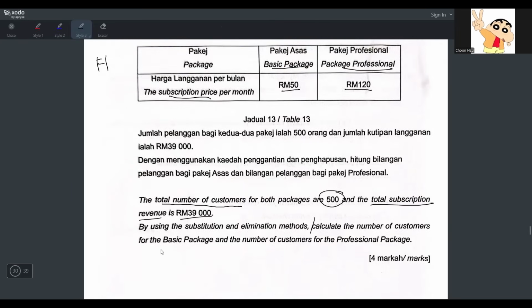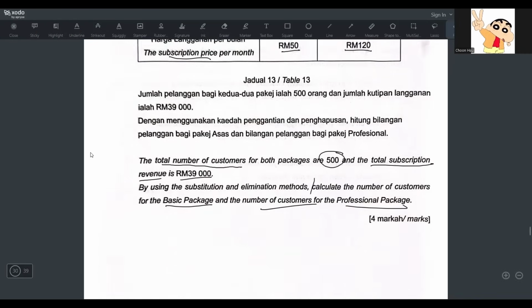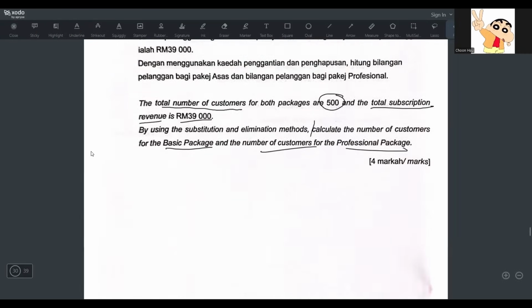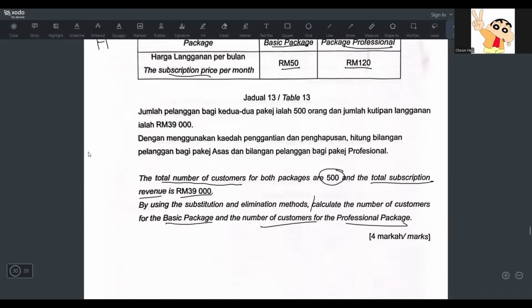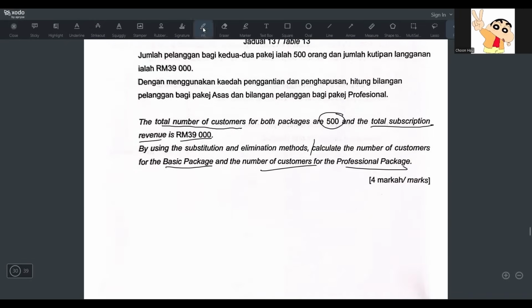So calculate number of customer for the basic package and the number of customer for professional package. I just told you just now, right? What's the tips I gave you? Do not write the equation first. That's what I said, right? When I did the 15B just now, I also said the same thing. Do not write the equation first. Because if you don't know what your X and Y represent, it will be very difficult to write your equation.